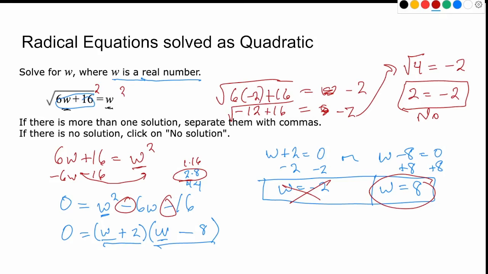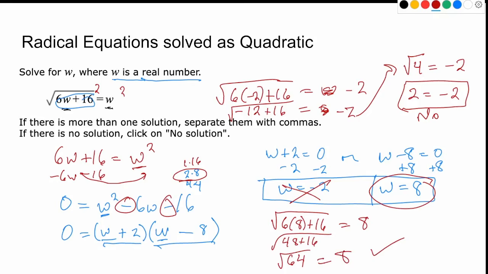And again, you could check that out. Why don't we go ahead and do it since we're here. 6 times 8 plus 16. Does that equal 8? Well, 6 times 8 is 48, plus 16. Add these together, you get 64, and the square root of 64 is 8. Yes, I'll say that checks, because 8 does equal 8. So it checks out here, doesn't work with the other one, so we actually end up with only one answer.